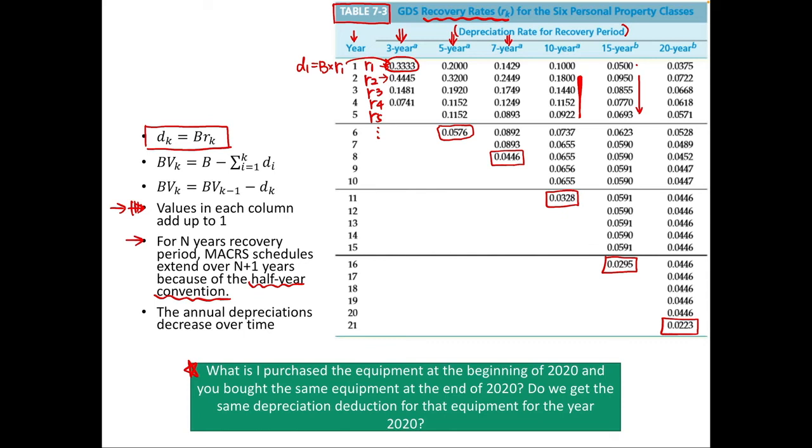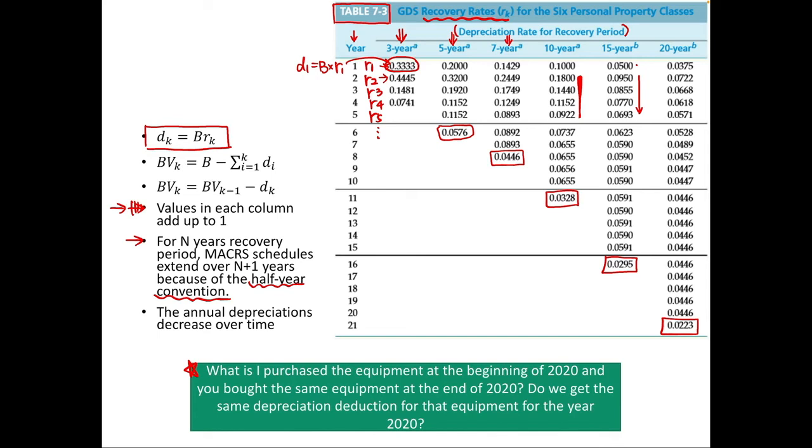So the IRS, in order to make every case even, said, okay, everybody, you just depreciate the equipment from the middle of the year. No matter if you purchase that at the beginning or in the end or right in the middle or any time of that year, everybody will depreciate only half year value of that equipment.